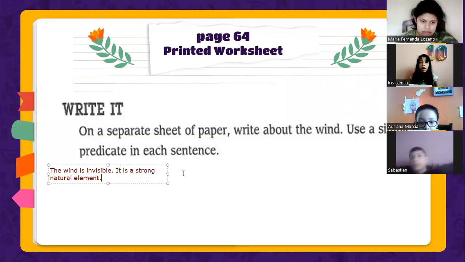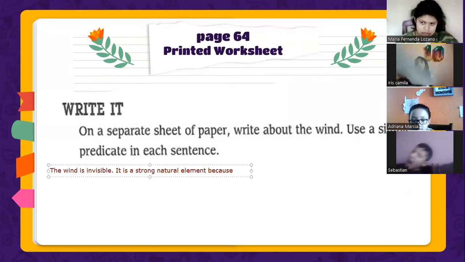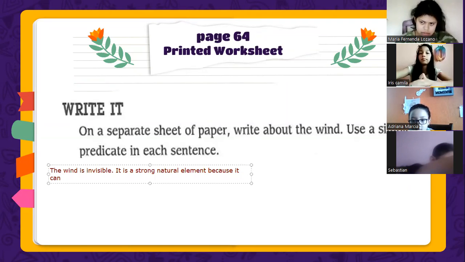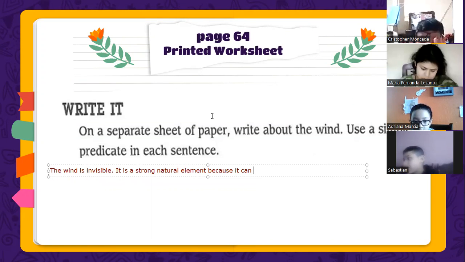Okay, the wind is invisible. It is a strong natural element. It is a strong push. It can push someone. For example, let's say that it's raining and the wind can push someone because it's a strong natural element. It can blow your hair. Yeah, it can move your hair like this.